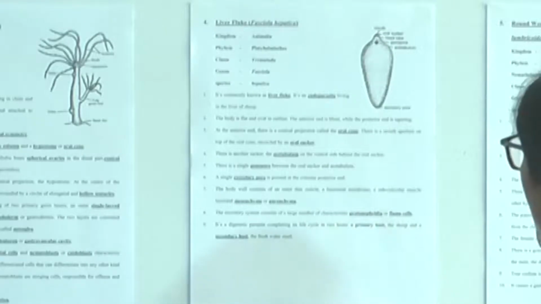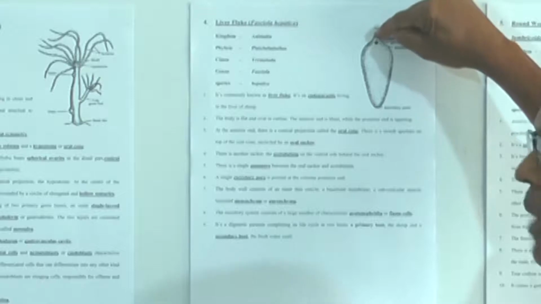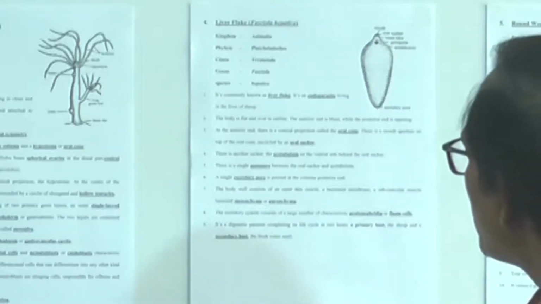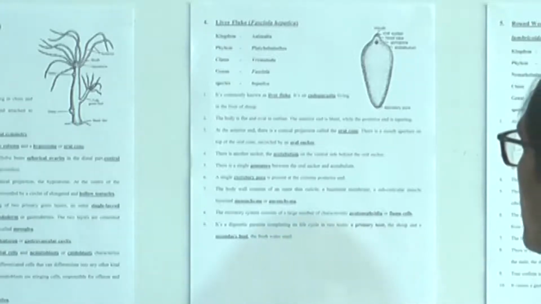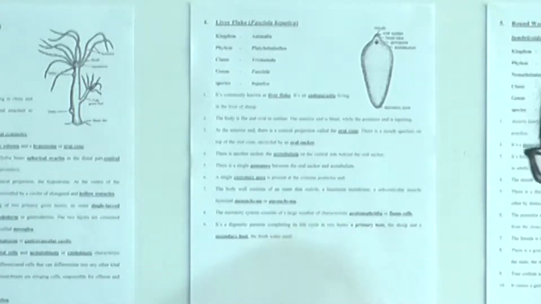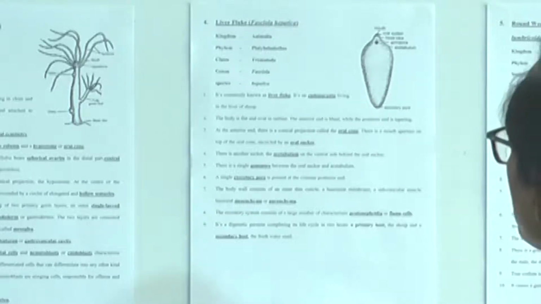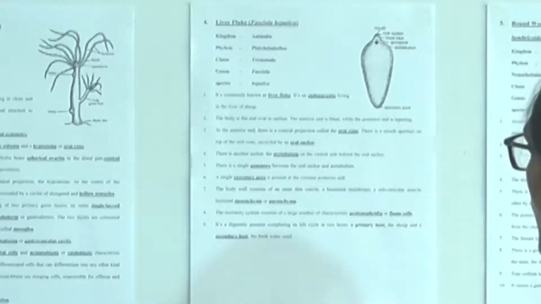At the anterior end, there is a conical projection called the oral cone. There is a mouth aperture on top of the oral cone. So, here will be the mouth aperture. The mouth aperture is encircled by an oral sucker. There is another sucker, the acetabulum, on the ventral side behind the oral sucker.